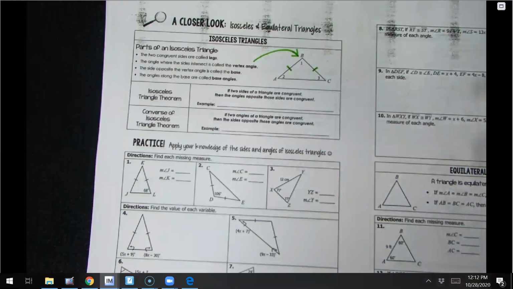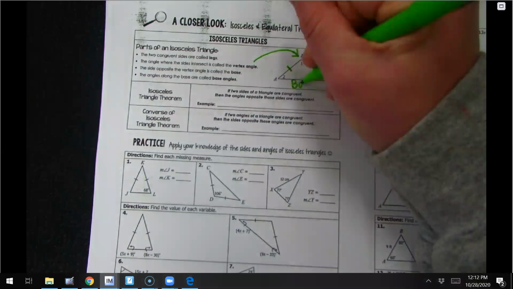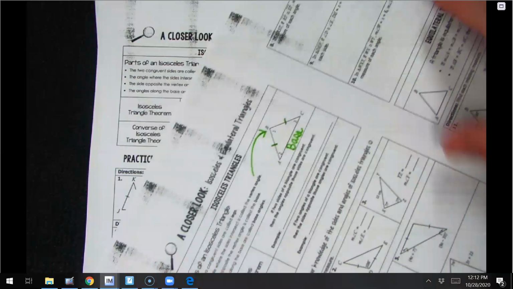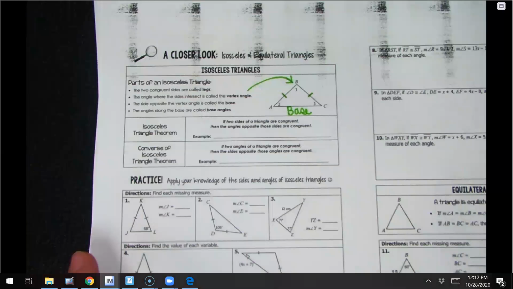The side opposite the vertex angle is the base. The other way that you can think about that is the only one that's not congruent. So these 2 are congruent, which means this has to be your base. Now, the base is not always going to be the bottom part. Your triangle can be on its side, it can be upside down. You just need to know that the base is the one that is not like the others.